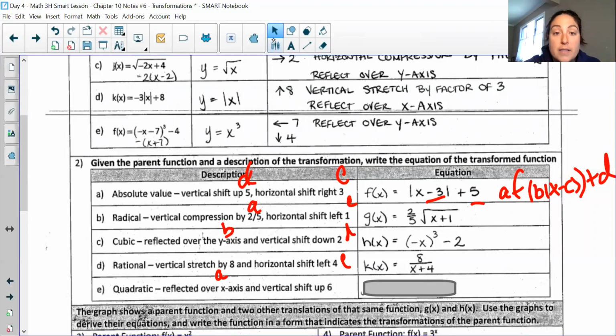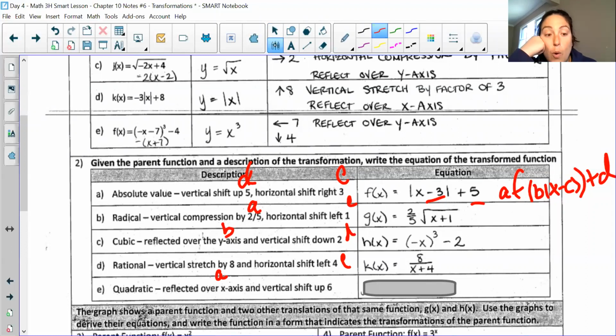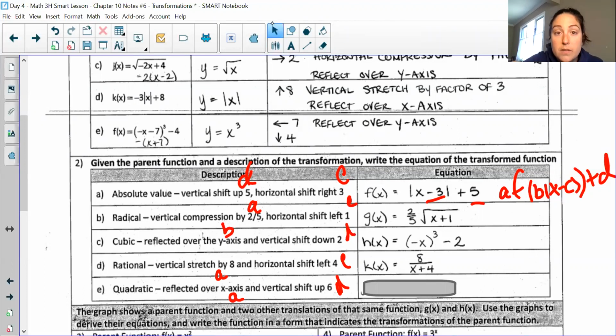And then our last example, the quadratic reflected over the x-axis and a vertical shift up 6. Reflected over the x-axis, again, means a -a value. Vertical shift up 6 is a d value, so +6 for our d. So we end up getting j of x equals negative x squared plus 6. All right.